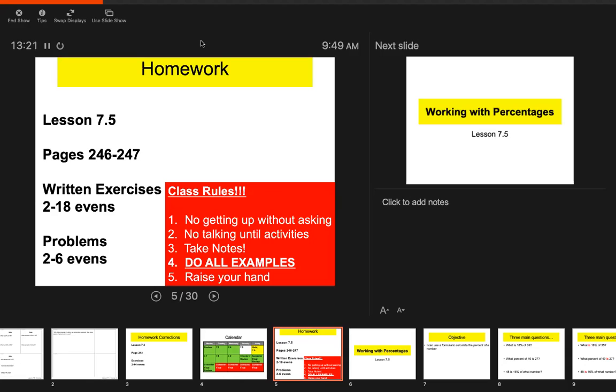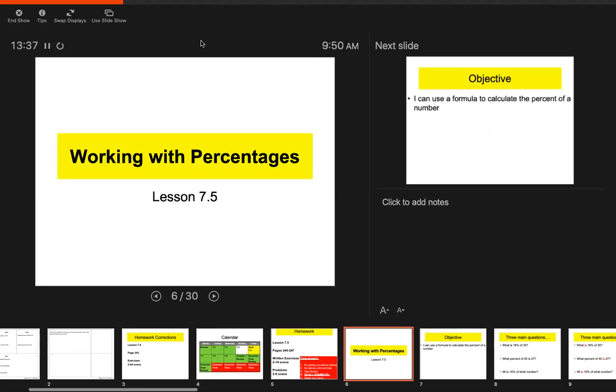Anybody remember the 3 words dealing with percents? No. Jace got one of them. He's got 2 of them. Of, is, and... no, it's just of, is, and. Are. Okay, here we go.